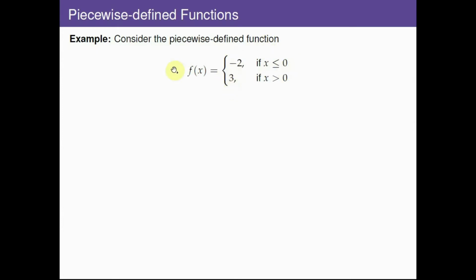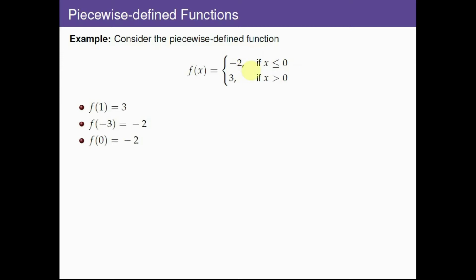Para mas maget natin itong function na to, tingnan natin ano si f of 1. So 1 is definitely greater than 0, kaya ang f of 1 should be 3. What about f of negative 3? Negative 3 is definitely less than 0, so dito tayo sa first condition. So f of negative 3 should be negative 2. And finally, what is f of 0? Saang condition tayo ngayon? Dito sa una. So f of 0 is negative 2.